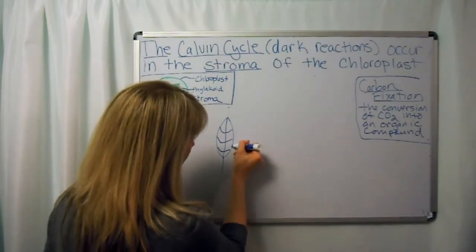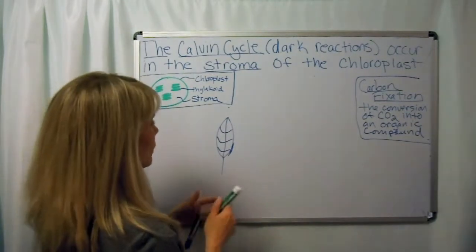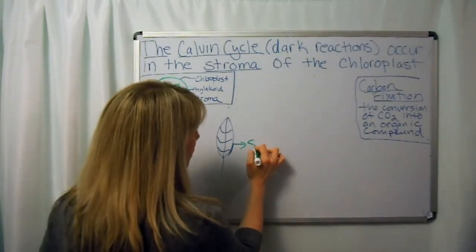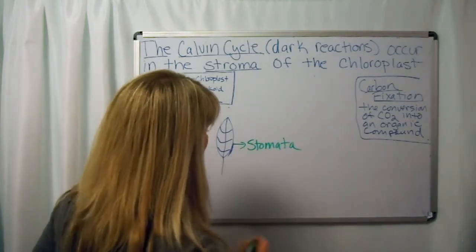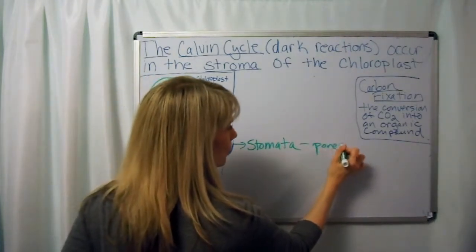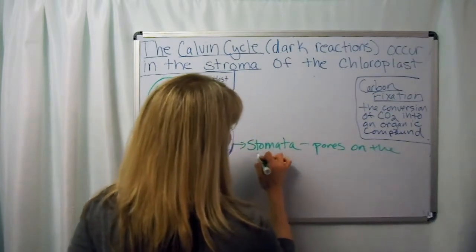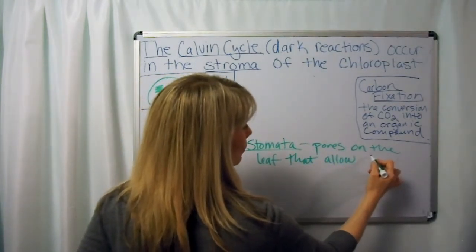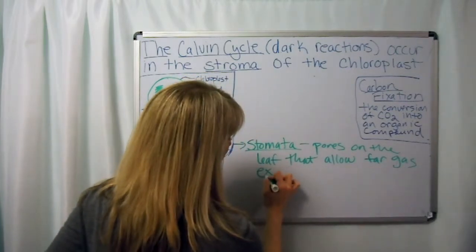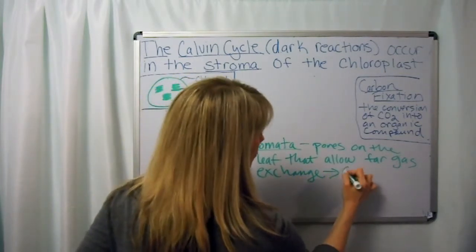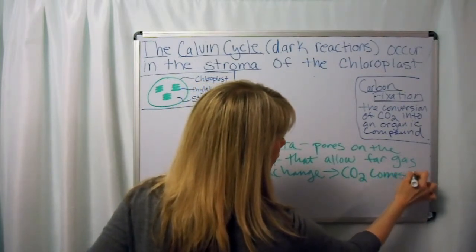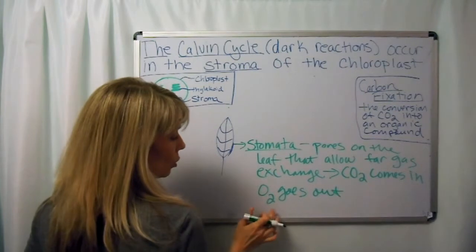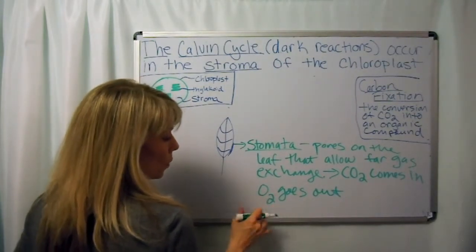So on the underside of this leaf, and of course I didn't use the green to draw the leaf, we have these things called stomata. It sounds like a scary movie, but it's not. These are pores on the leaf that allow for gas exchange. And what I mean by gas exchange is CO2 comes in, O2 goes out. Now the CO2 we just talked about. Just to jog your memory a little bit, this O2 we actually produced in our light reactions.